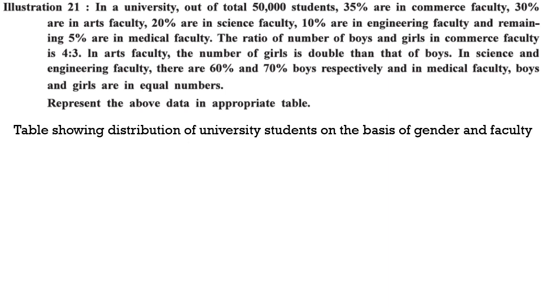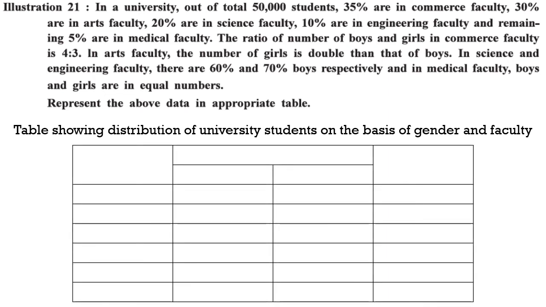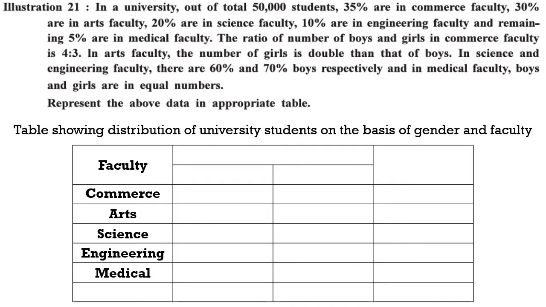So we are going to show a table of the distribution of university students on the basis of gender and faculty. As you know, the faculty was given first, so I will show it in the vertical columns here: commerce, arts, science, engineering, and medical. And boys and girls, that's gender here, and lastly total. The first time, we don't need to read the whole sum, we just need to check what the attributes given in the question are. In the next step, we are going to read the whole sum step by step and put in the answers.